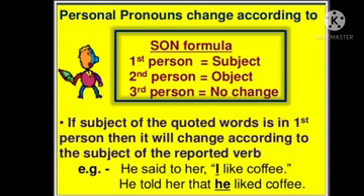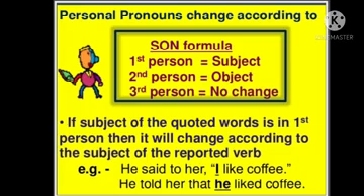Now we can see the change of pronouns in indirect speech. Personal pronouns change according to the SUN formula, which is very simple. S shows the subject, that is the first person. U shows the second person, which changes according to the object. N means the third person, where there is no change. If the subject of the quoted words is in the first person, then it will change according to the subject of the reporting verb.